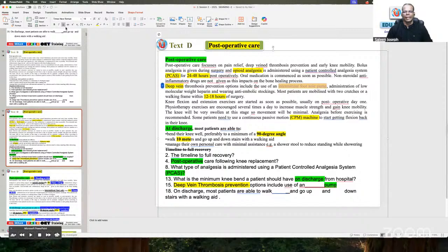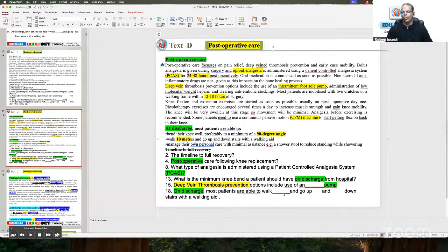Then the next one, on discharge again. There's a clue. See how beautiful it is. At discharge means immediately you don't look into the whole portion here. You just go here at the end. So you save time. That's how you defeat time.